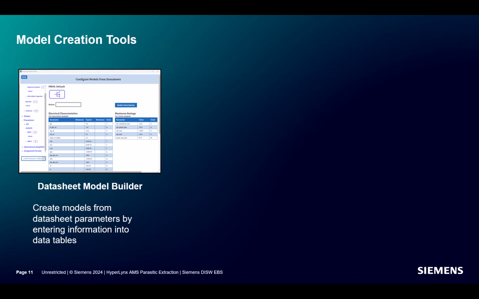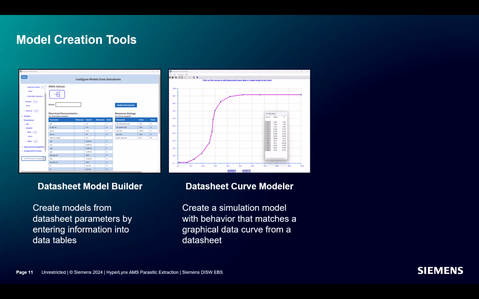The Datasheet Curve Modeler is a Hyperlinks AMS tool that enables you to automatically create simulation models that match curves given in component datasheets. In addition, custom freeform curves can also be captured and used as a source stimulus. This is done by simply pointing and clicking the pointer over a canvas that captures and stores data points corresponding to the pointer location. A model that reads in this data is generated along with a corresponding symbol.